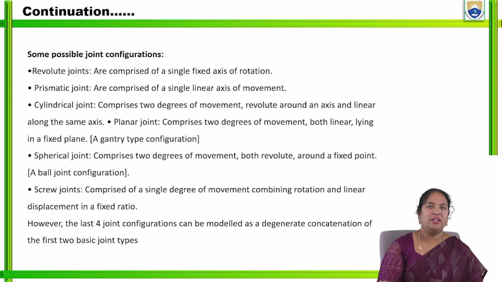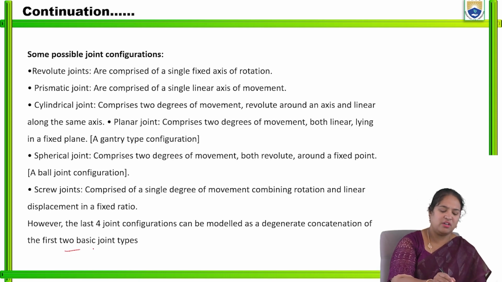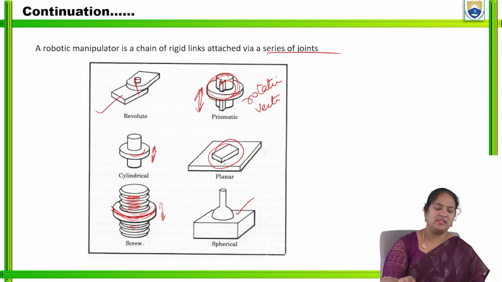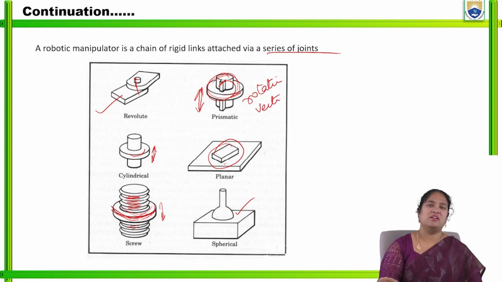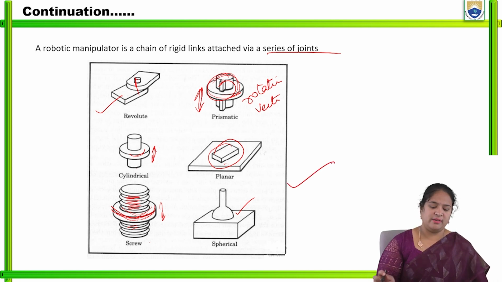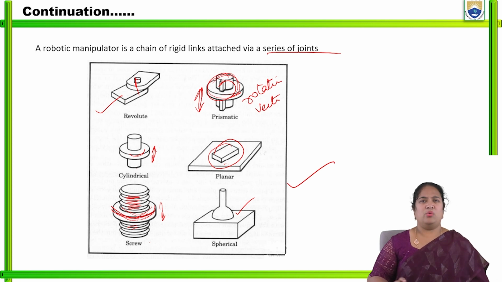Whereas the spherical joint comprises 3 degrees of freedom, all revolute around a fixed point. Whereas in the screw joint, it consists of a single degree of movement, combining rotation and linear displacement in a fixed ratio. However, the last four joint configurations can be modeled as a degenerate combination of the first two basic joints. These are the different types of robot manipulators which we will have in robotics.